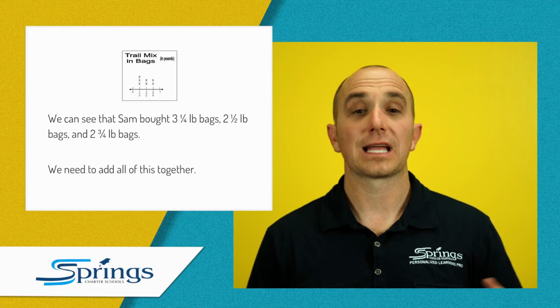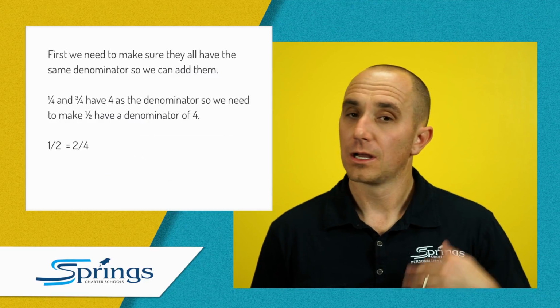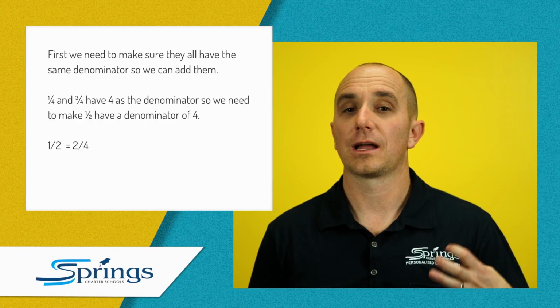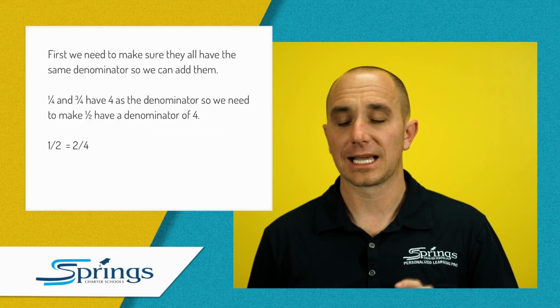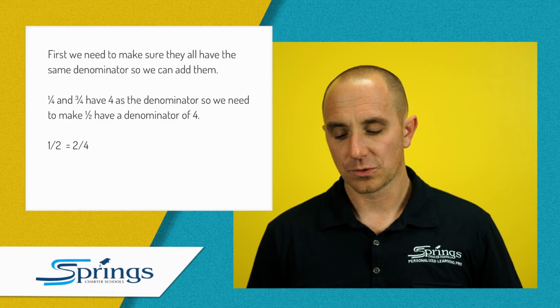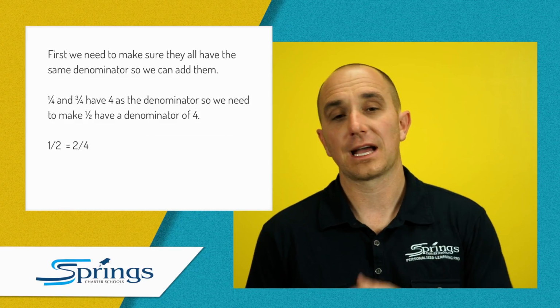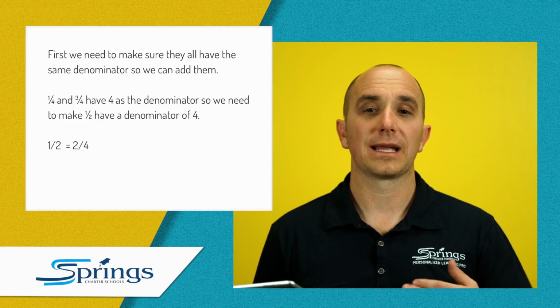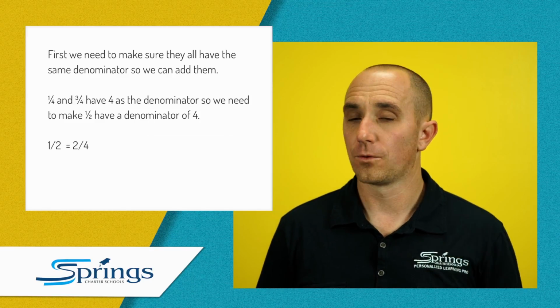So what we're going to need to do is add these all together. Remember a little tip we talked about last time, kind of refreshing your memory on fractions: you have to have the denominators be the same. They have to have like denominators to add. So first we need to make all of them the same. We notice that 1/4 and 3/4 have the same denominator 4, so we don't have to do anything with that. So we really just have to make 1/2 have a denominator of 4.